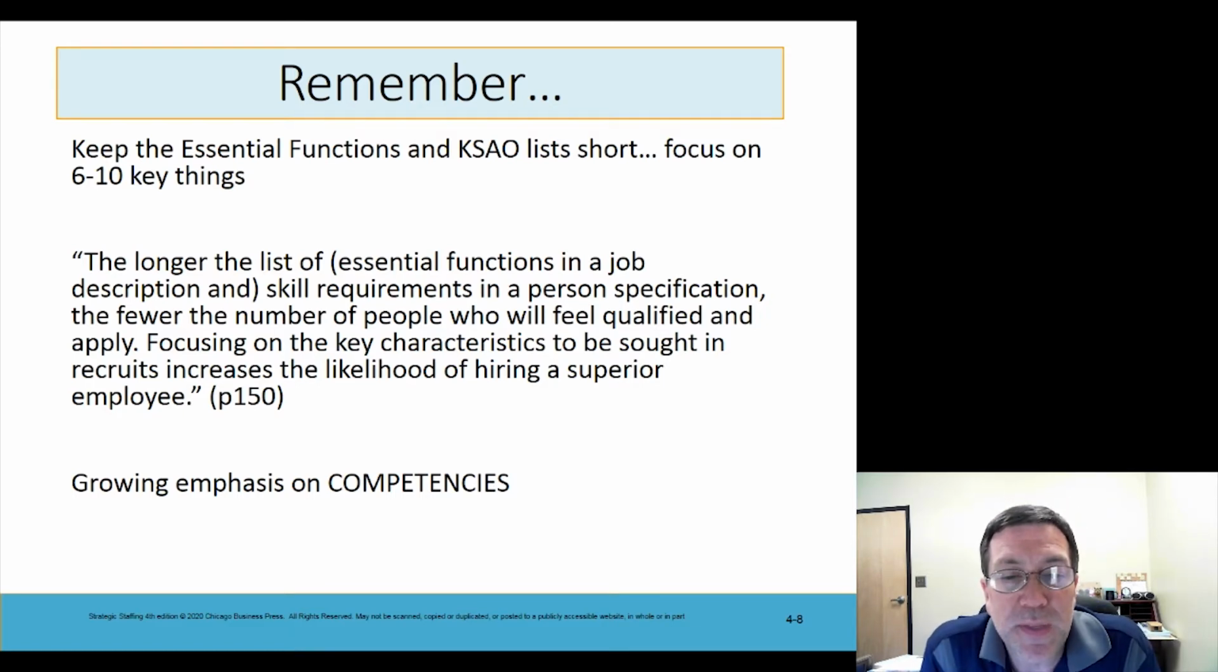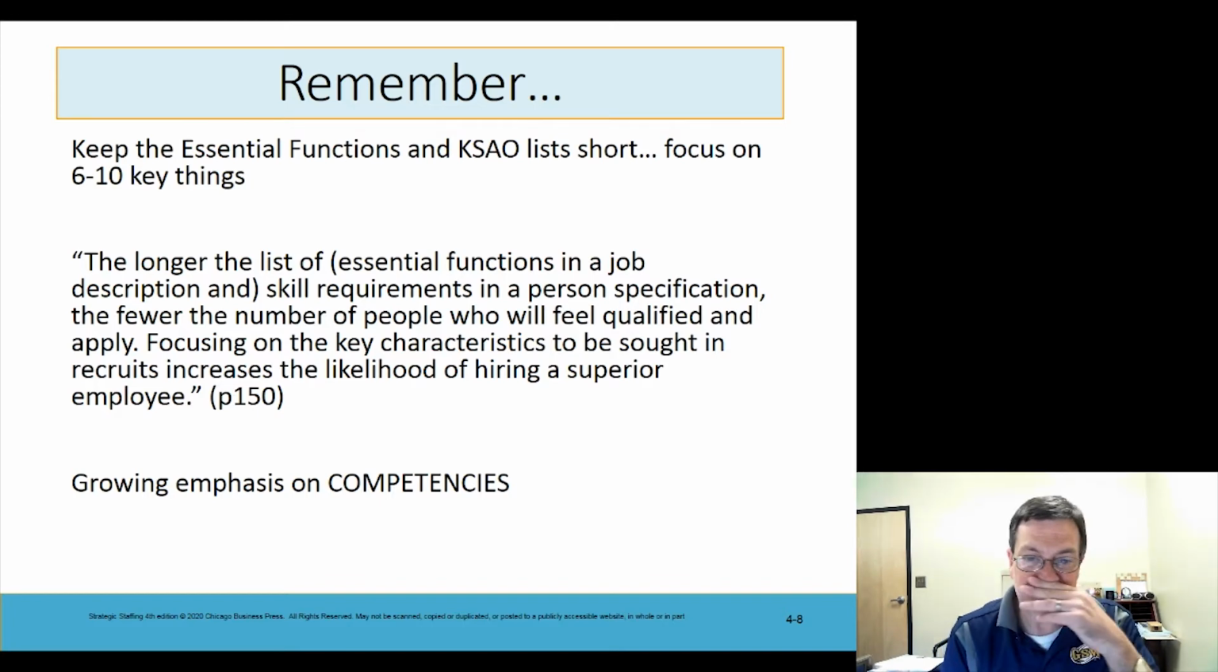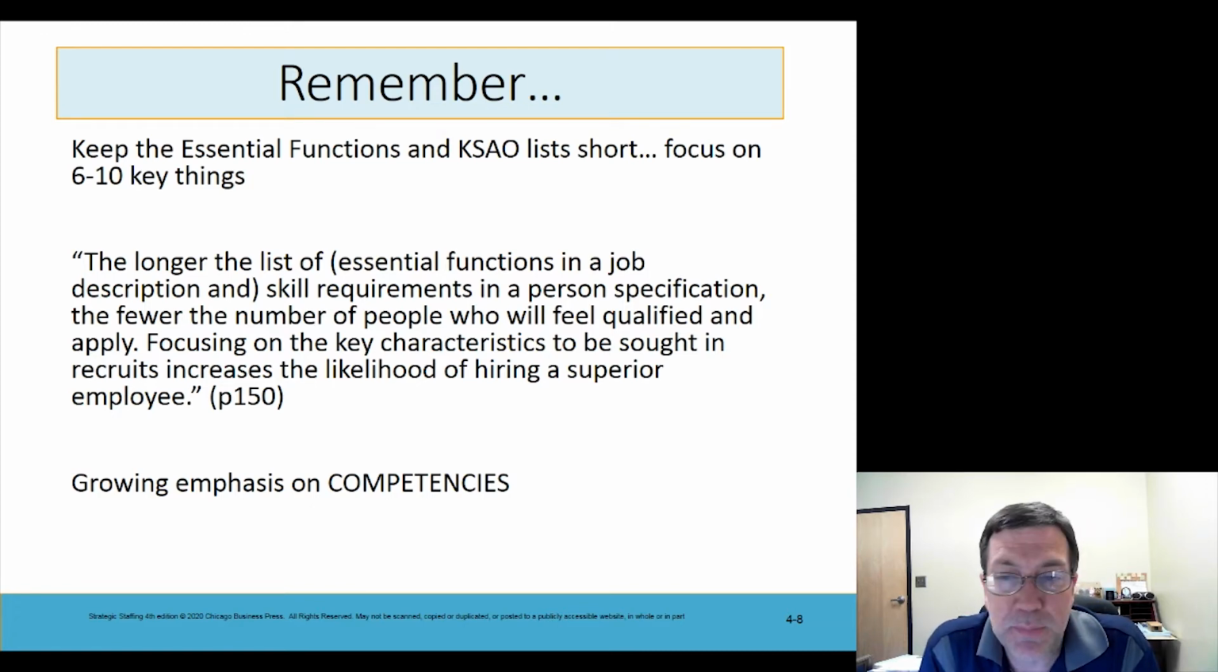Focusing, it says, on the key characteristics increases the likelihood of hiring a superior employee, partly because more people apply, because they have better information, and partly because, as we talked about earlier, you really have an idea of what you're looking for. And then the last idea here is that there is a growing emphasis on competencies, not specific knowledge or skills, but the ability or the potential to do stuff. Competencies, you can look at, there's tables in your book, in this chapter, that show you some examples of competencies. And competencies are typically things like critical thinking and decision making and communication and so forth.